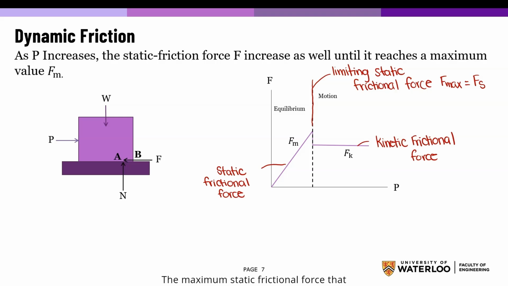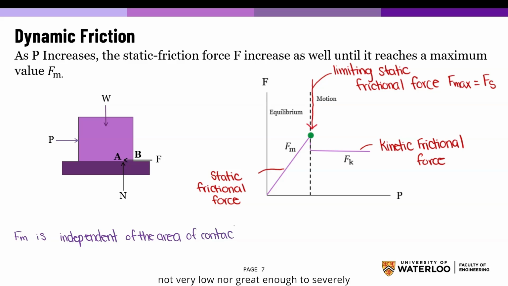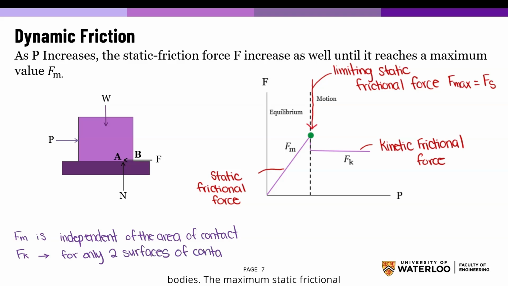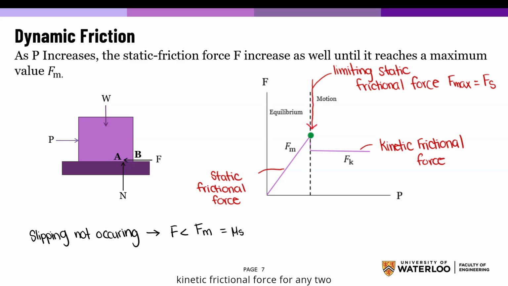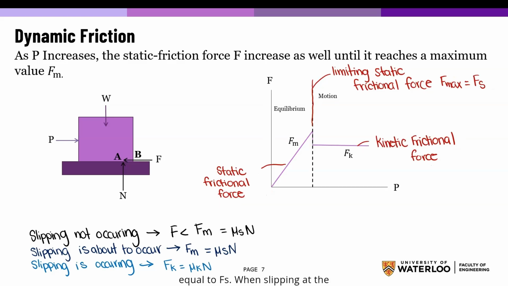The maximum static frictional force that can be developed is independent of the area of contact between the surfaces, provided that the normal pressure P is not very low nor great enough to severely deform or crush the surfaces of the bodies. The maximum static frictional force is generally greater than the kinetic frictional force for any two surfaces of contact. However, if one of the bodies is moving with a very low velocity over the surface of another, Fk becomes approximately equal to Fs.